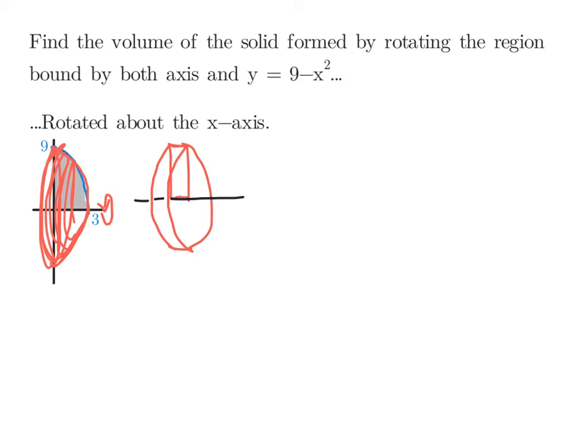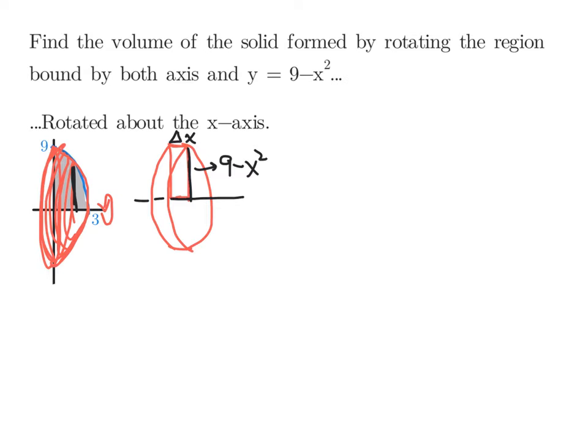Now we've been using this representative disk to help us set up our definite integral. Since our disk is vertical, the depth of this disk is delta x, and the radius is going to be that functional value at any point x over the interval. So that radius is going to be 9 minus x squared.